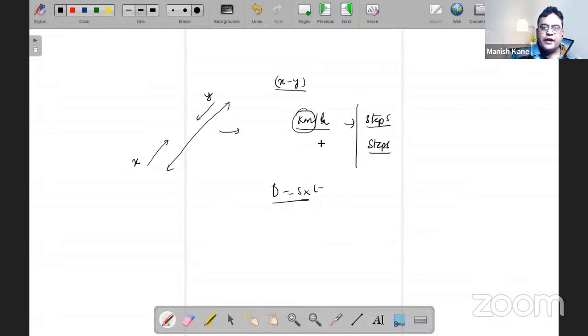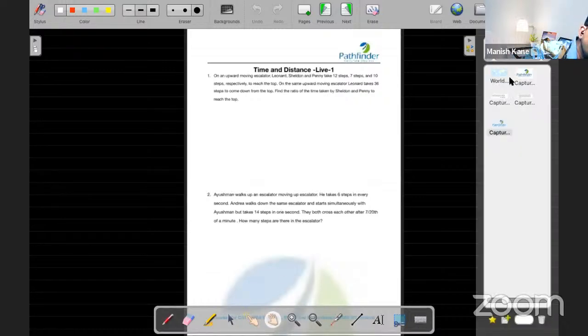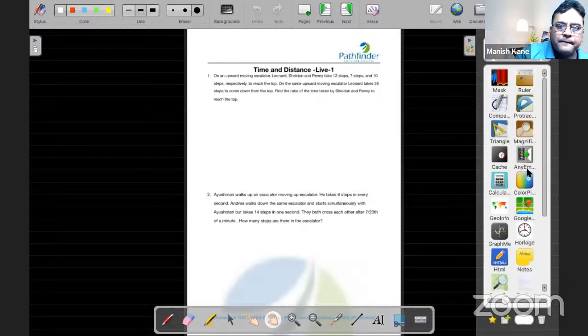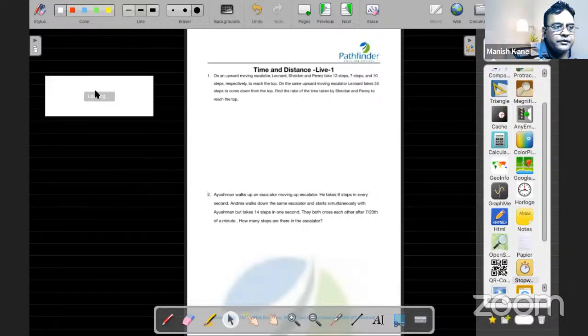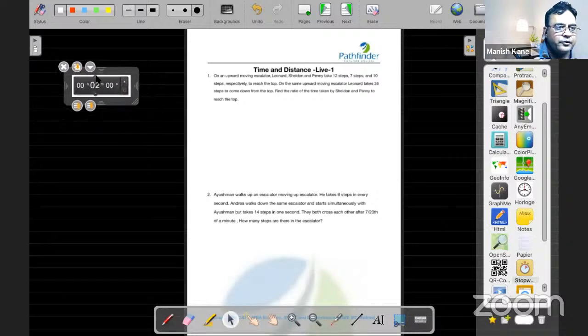So let us see how to approach some questions based on escalators one by one. And as always, I'll give you a couple of minutes to approach each question, and at the end of that, you should try to figure out the answers. Let's see if you can. I have the stopwatch here. I'll give you 2 minutes of time.